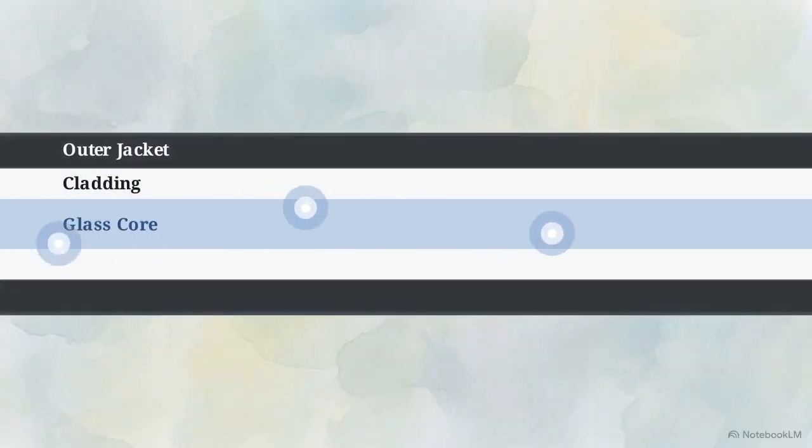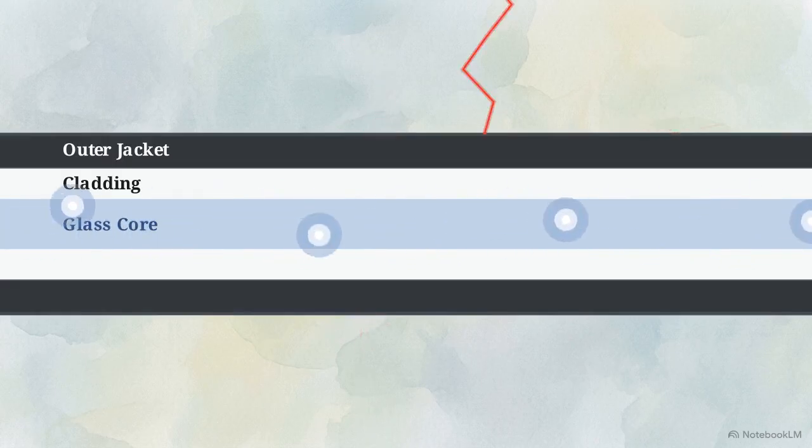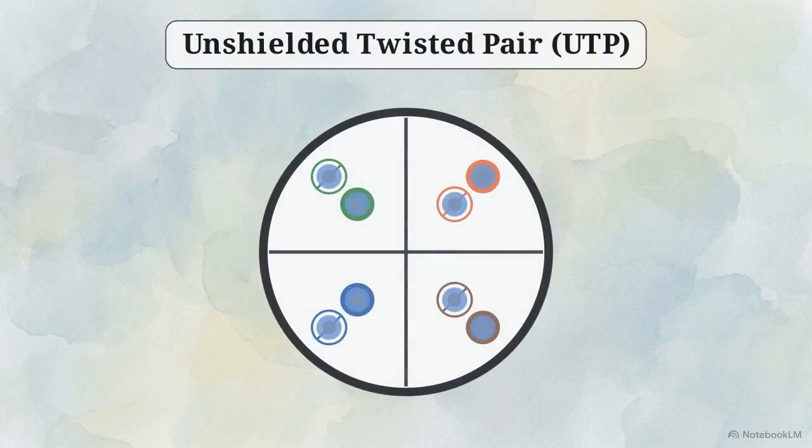Fiber optic cables transmit data using pulses of light. Because they do not use electricity, they are completely immune to electromagnetic interference. This allows them to support massive data speeds over extremely long distances, making them the standard choice for the core layer and WAN backbones. Down at the access layer, standard unshielded twisted pair copper cabling, or UTP, is usually sufficient.